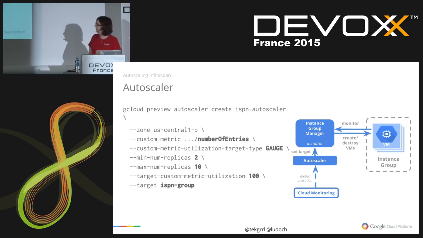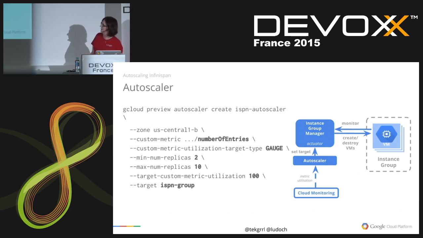An autoscaler is easy to create. We just basically say what metric we're going to be looking at. In this case, we talked about number of entries earlier, how many entries we have on a node. So that's what we care about. This is a gauge. It's something that we can measure. And we're going to start with two replicas. We're going to have a maximum of 10. Our target utilization is 100. And the group we're actually targeting, the managed instance group, is called ISPN group.